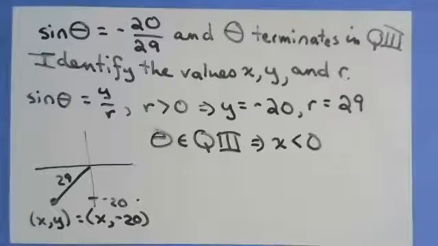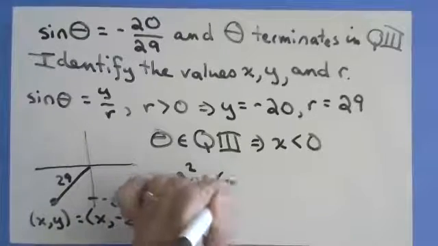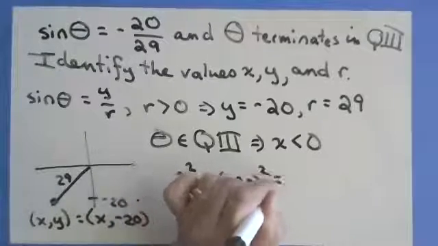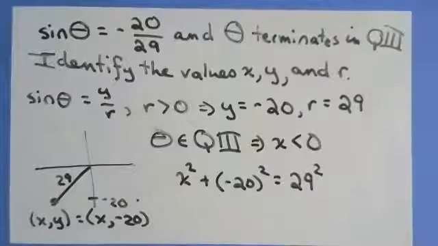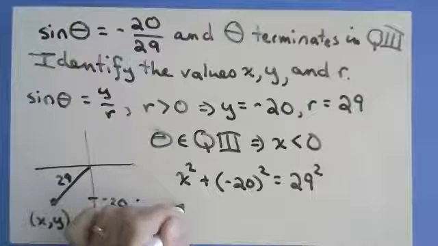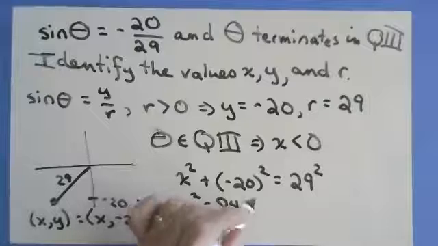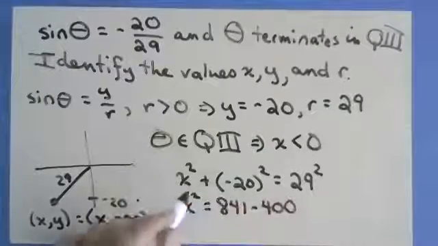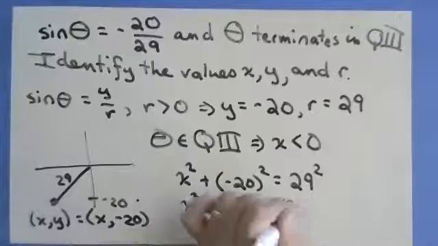And so now we go to the Pythagorean theorem to help us figure out what x is. So we know that x squared plus negative 20 squared is equal to 29 squared. X squared plus y squared is equal to r squared. And we're trying to solve for x, so we say x squared is equal to 841 minus 400, squaring both of these numbers and moving the 20 squared over to the other side.